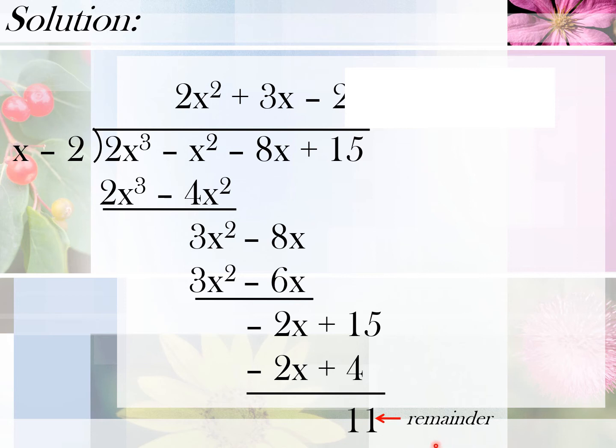So, siya yung remainder natin and pwede din natin siyang i-write dito sa ating quotient na 11 over x minus 2. Saan nanggaling 'tong x minus 2? Dito sa ating divisor. Ayan, ganito ang proper way of writing the final answer. Ito na ngayon yung tinatawag nating quotient.